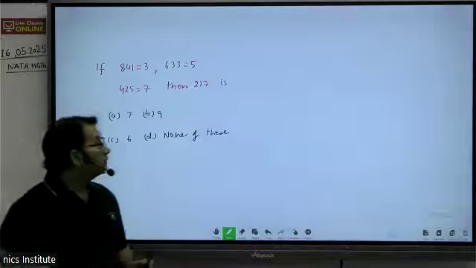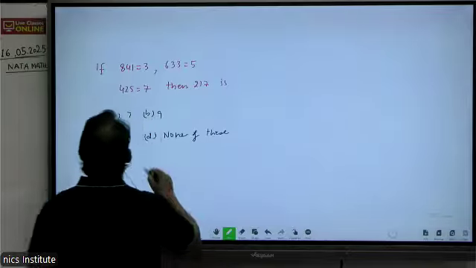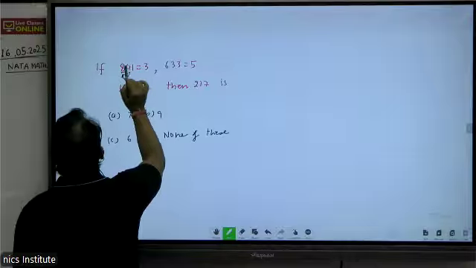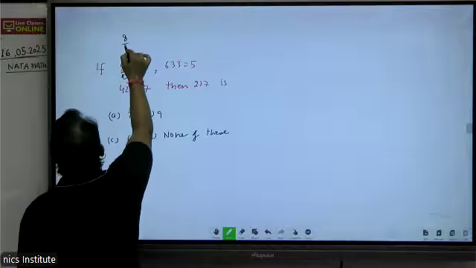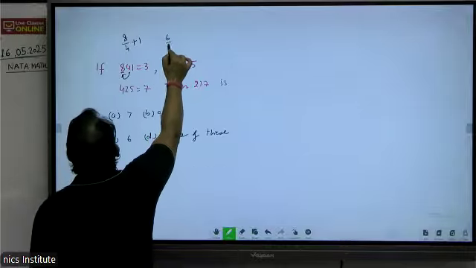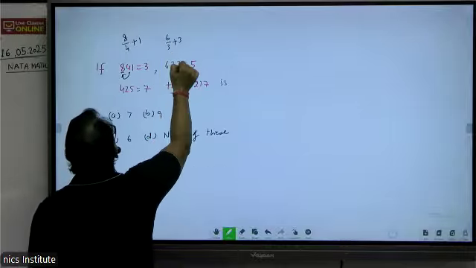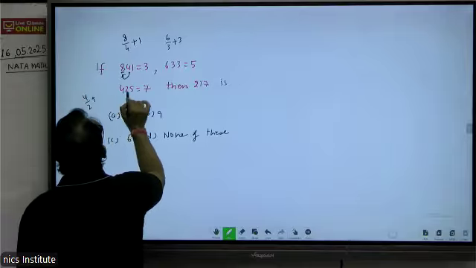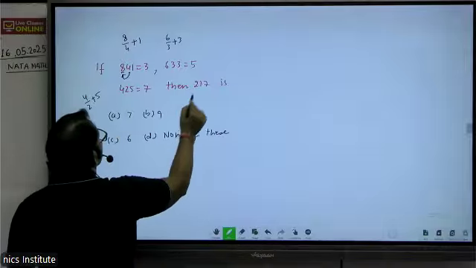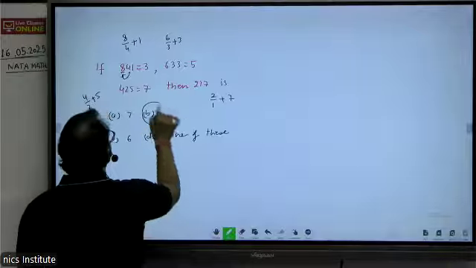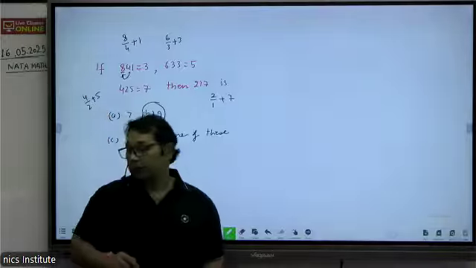Yes, Devansh, 9 is the answer. Look at the pattern. This number is divided by this and added with 1. 8 by 4 plus 1 is 3. Then 6 by 3 plus 3 is 5. 4 by 2 plus 5 is 7. So it will be 2 divided by 1 plus 7. Answer is 9.